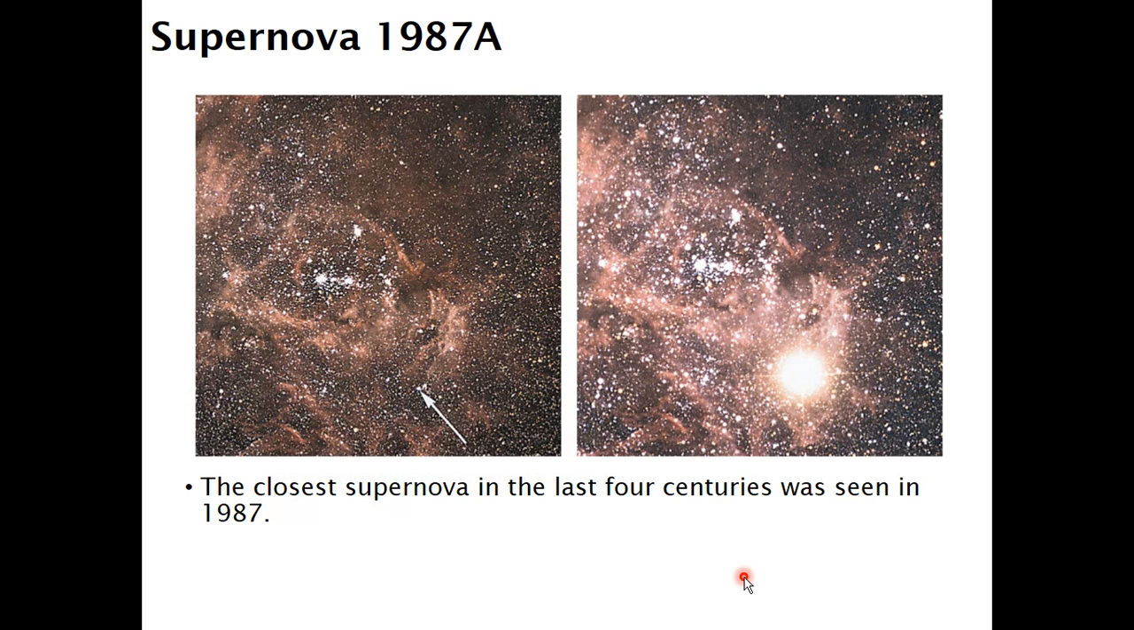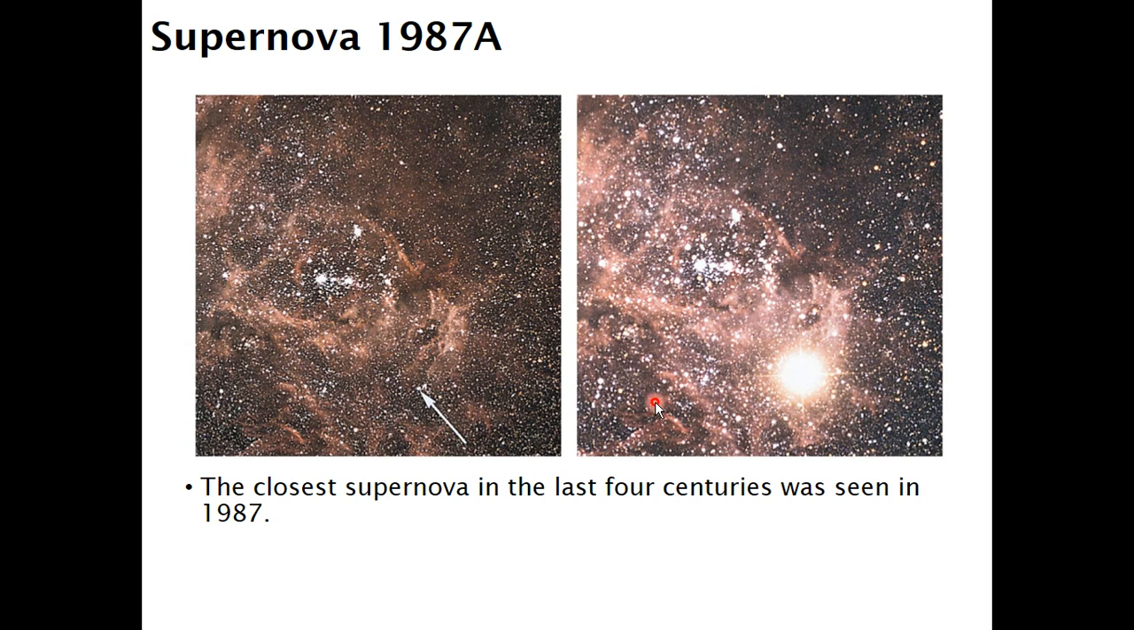All right. The most recent supernova we've had is in 1987. I was 5 years old at the time. And this is what it looked like. This was the before image. This is the point that we think blew up, with the arrow. This is what it looked like afterwards.